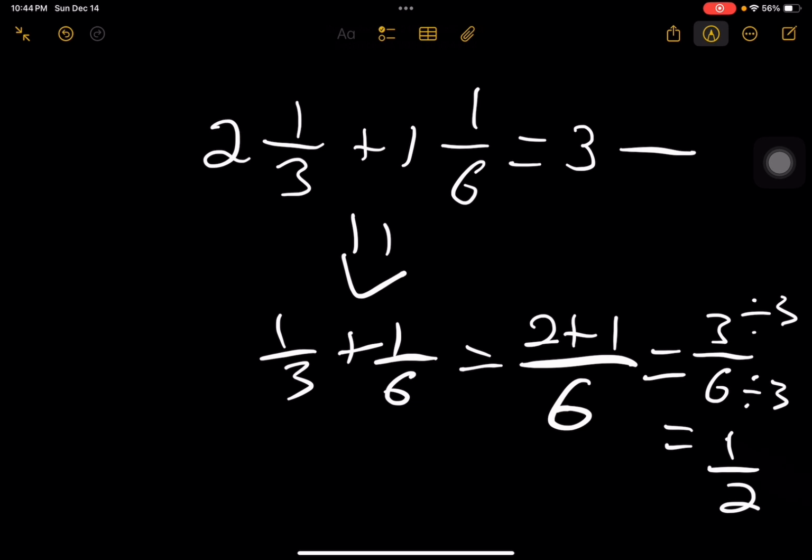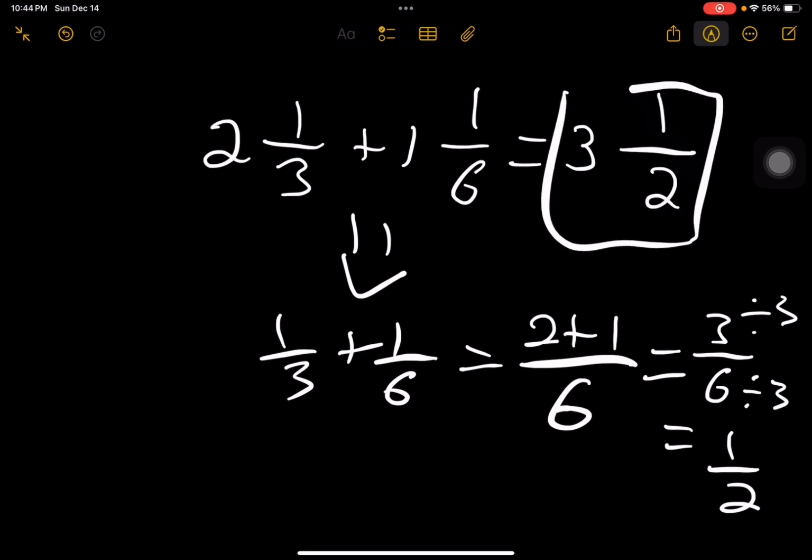Now that we have worked from the outside and from the inside, let's put it all together. And that gives us the final result of 3 and 1 over 2.